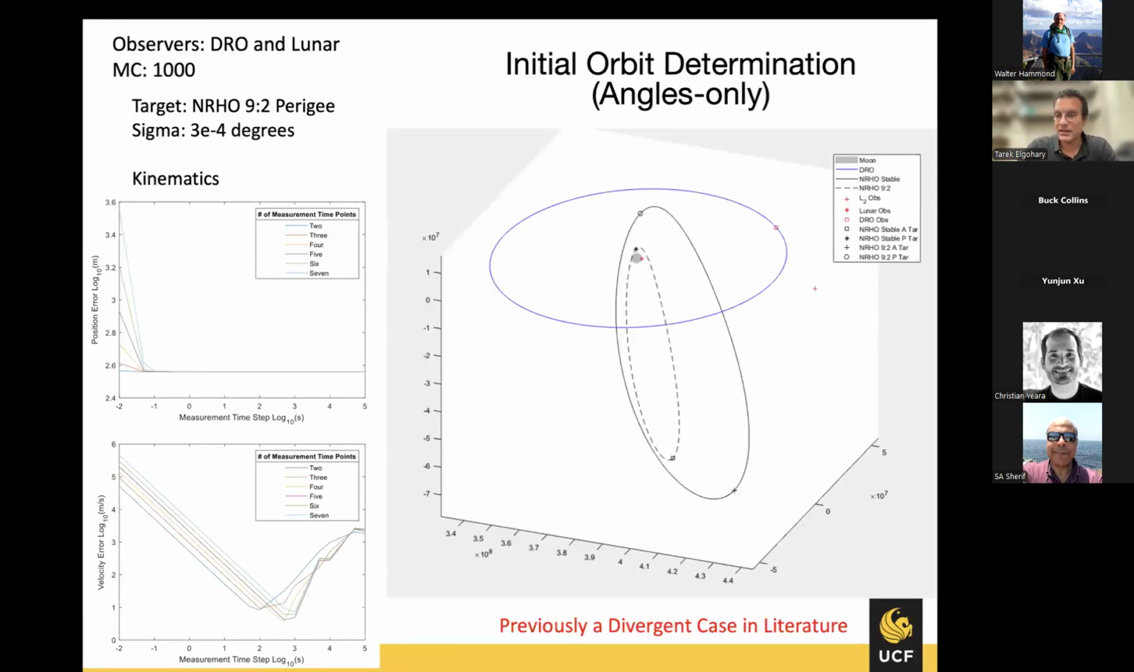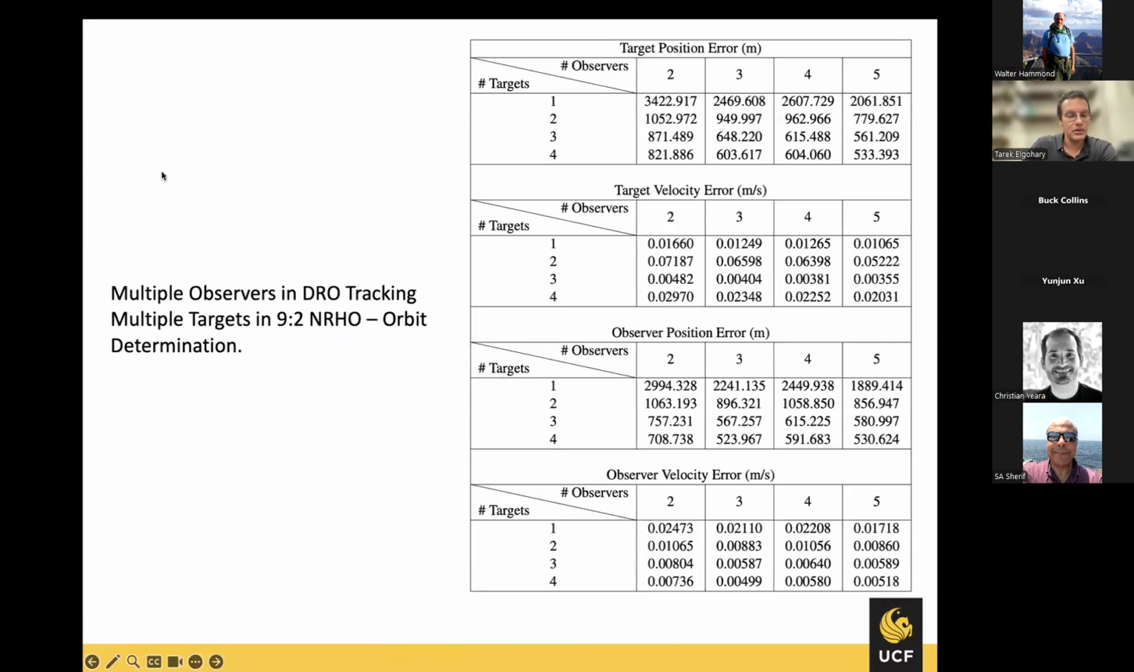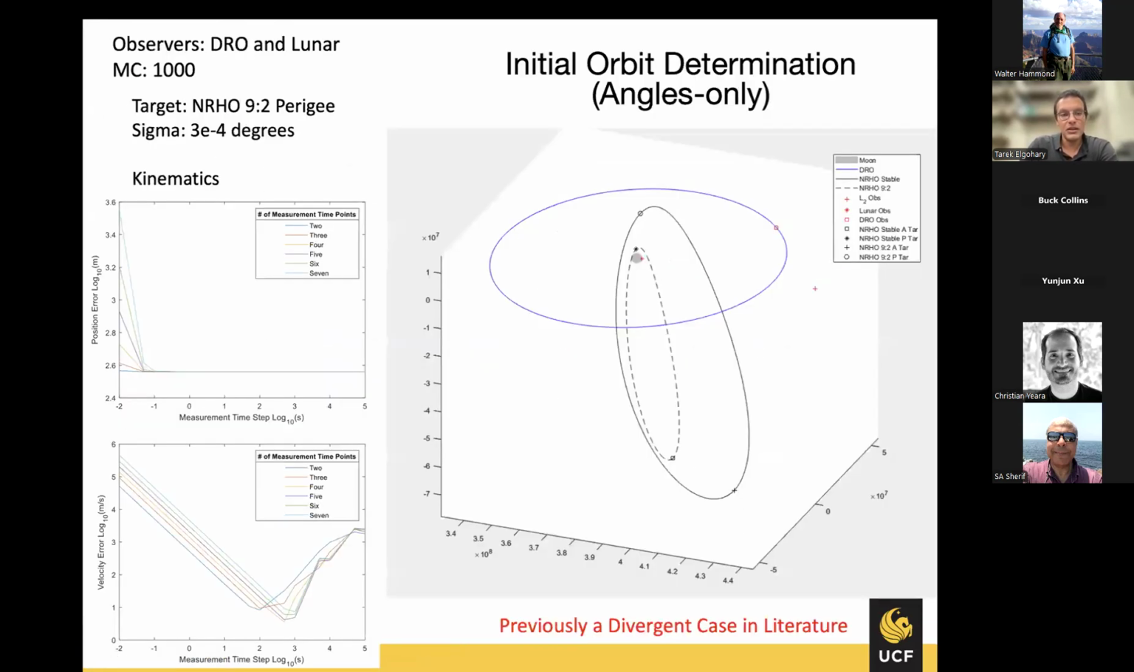So that's IOD, no accelerations. It's just kinematics, and here I'm highlighting that it's kinematics. With kinematics, we're getting about meter error in scales that span tens of thousands of kilometers.